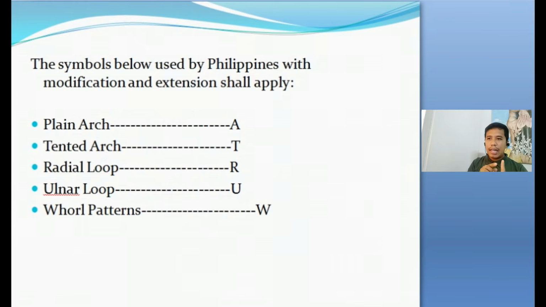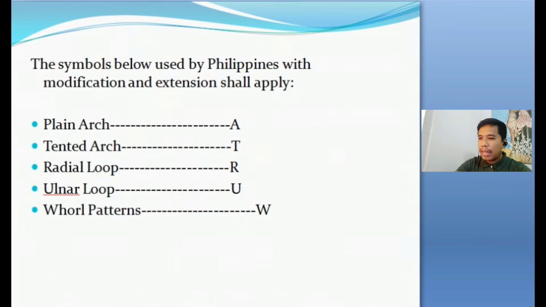If the right index finger is a tinted arch and the left index finger is a plain whorl, so what will be your secondary classification? Your secondary classification will be T over W. Why T over W? Because T signifies tinted arch. Why in the numerator? Because it is the right finger, right index. W at the denominator, because it is a plain whorl. Why in the denominator? Because it is a left index. That's how easy it is in finding out the secondary classification.